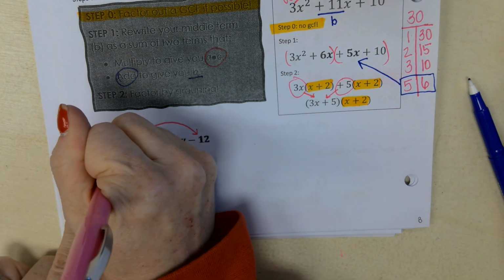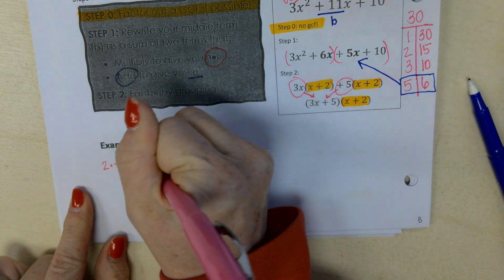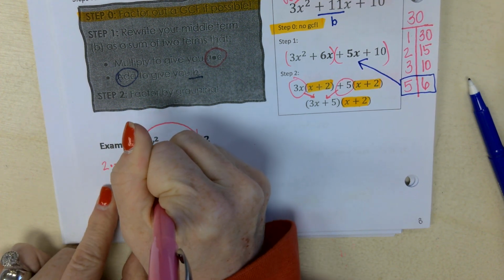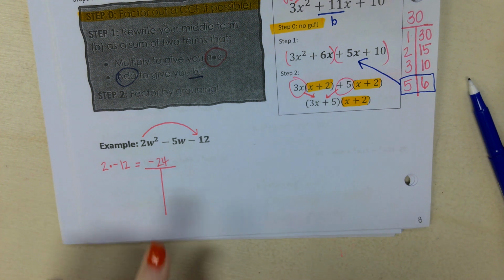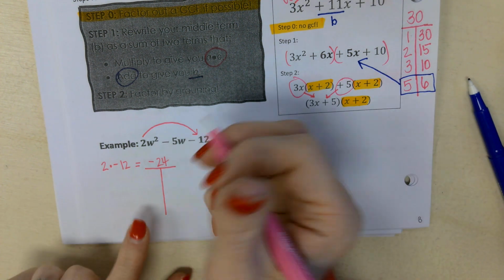What is 2 times negative 12? Negative 24. So I'm going to list my factor pairs of negative 24. What do you know about a negative number and multiplying? One of them has to be what? Negative. Okay? One has to be positive, one has to be negative. I'll get to my signs in a minute.